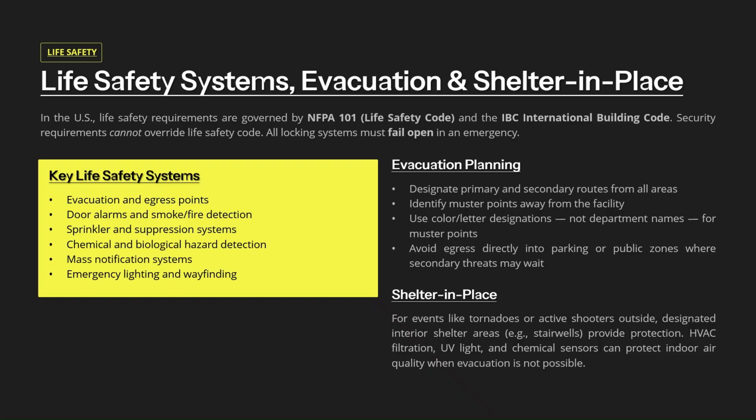In some scenarios, evacuation may not be the safest option. This is where shelter-in-place strategies come into play. These involve securing occupants within the facility in protected areas until the threat passes. The key is to assess the situation and apply the appropriate response strategy, always prioritizing human safety above all else.